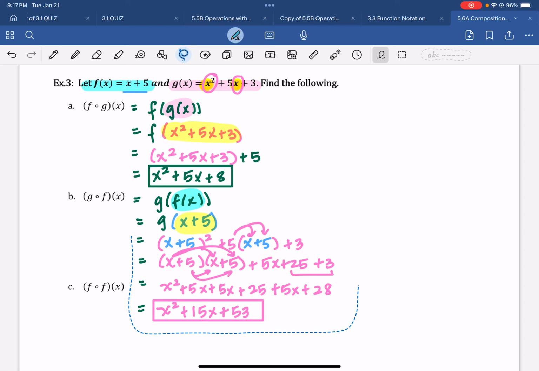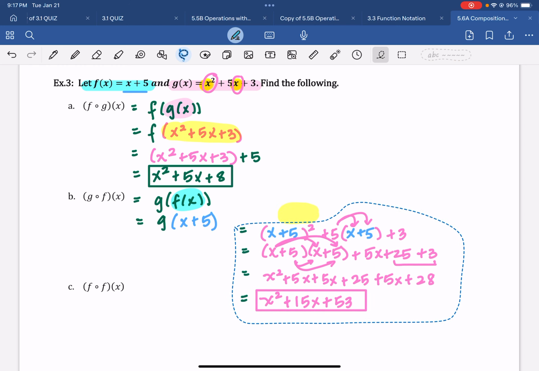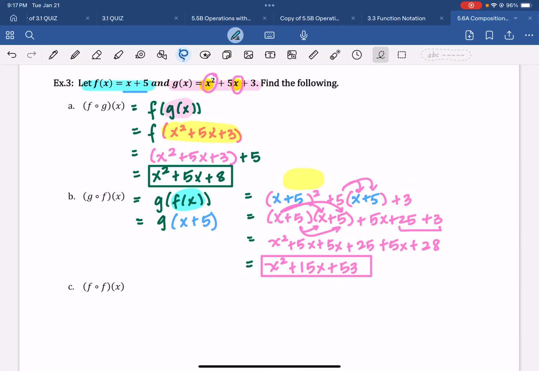Scoot this stuff over so I have space for my last question. All right. So you don't have to substitute them into each other. You can actually substitute them into themselves, as you can see on this last example, where we're going to put f inside of f, which is interesting, but we're going to do it. All right, so f circle f is the same as f of f of x.